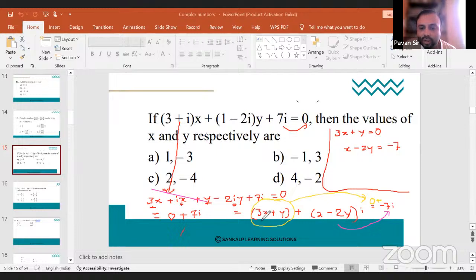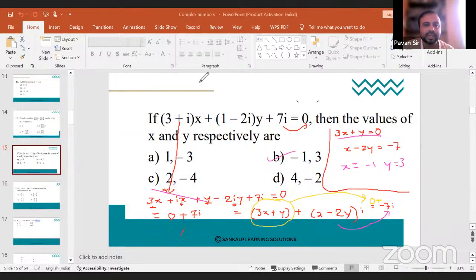So I wrote what? 3x plus y is equated to 0 and x minus 2y is equated to minus 7, and i got removed. So now try to solve this. I gave some hint. So x value is what? Quick. If you solve this, you will come to know x value will be minus 1 and y value will be, what? It is 3. Minus 1 and 3.